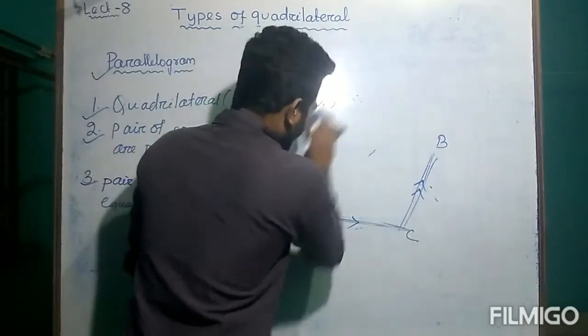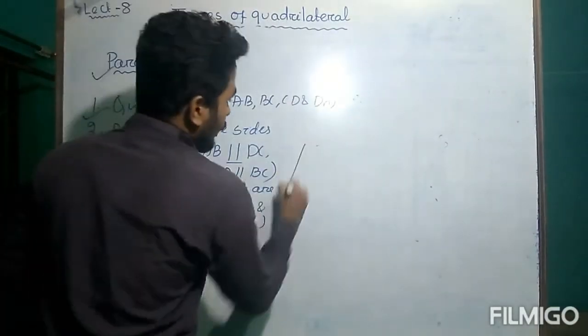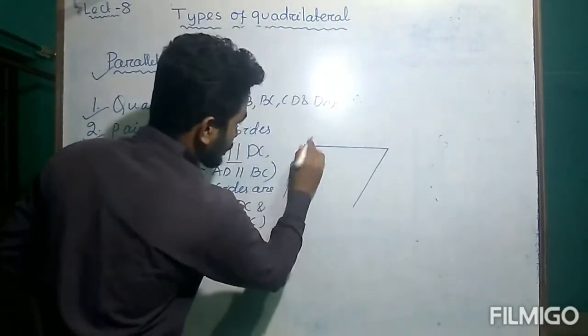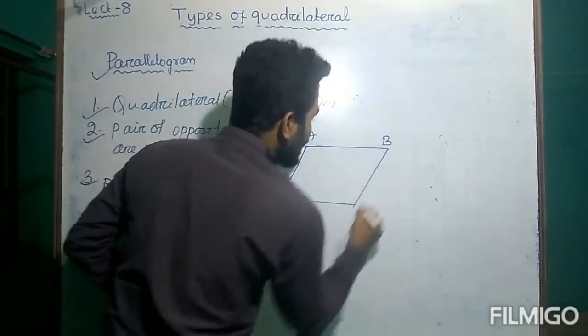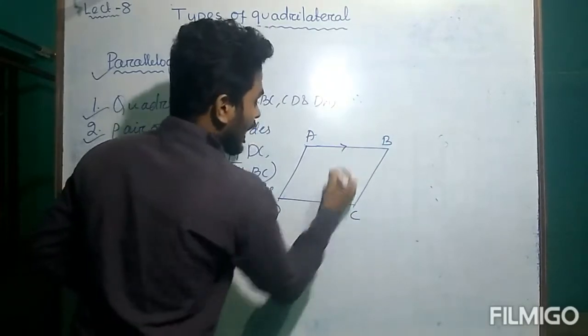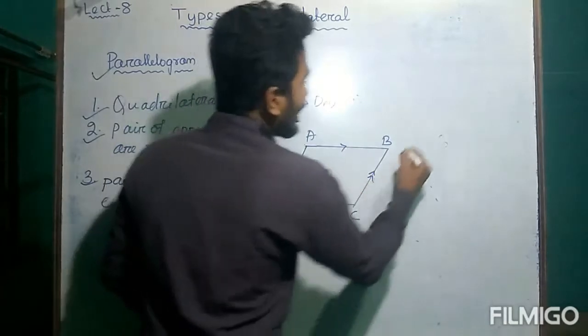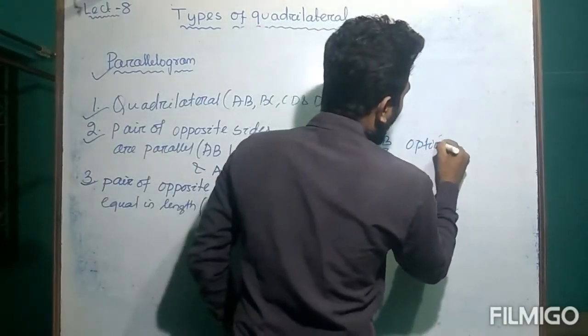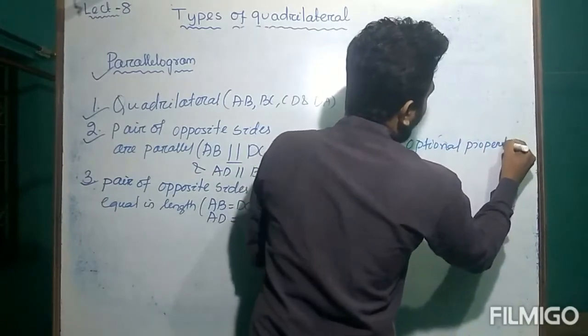Let us draw it on the right side. It is a parallelogram ABCD. AB parallel to DC, AD parallel to BC. Now let us talk about the optional properties of parallelogram.